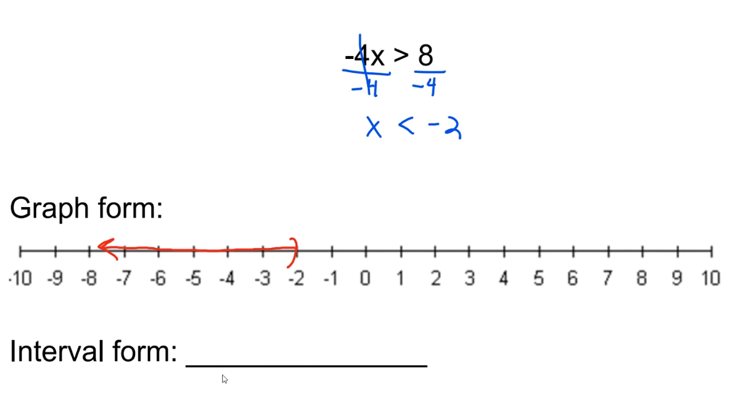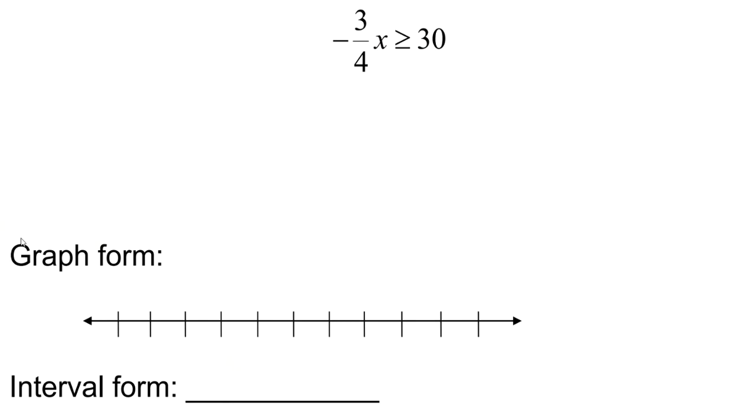Our interval, we're going to start at the left. Where does it start? It starts at negative infinity, and because it's an infinity, we use a parenthesis. And we go to the right until we get to negative 2, and we use the symbol that's on that number, which is a parenthesis.